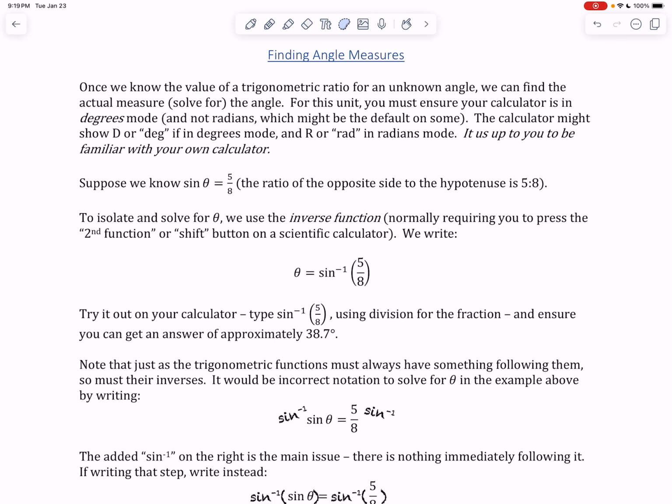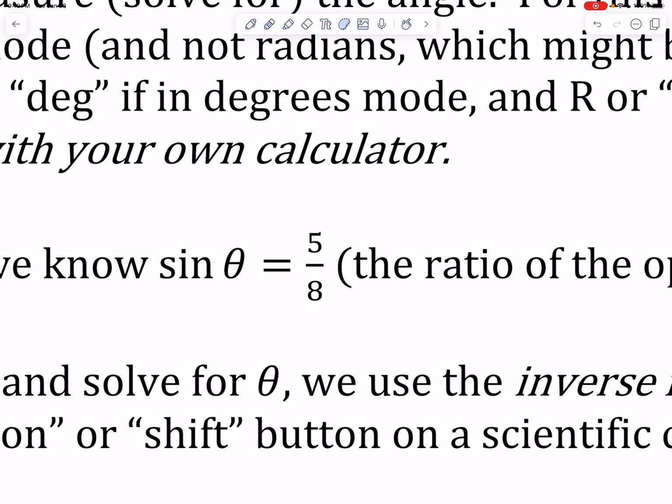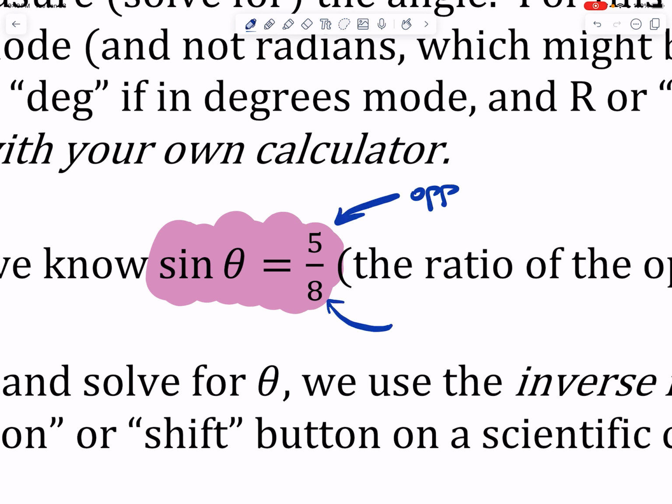When we have something like this statement that says sine theta equals 5/8, we know that this up here must be the opposite. We know this down here must be the hypotenuse, and that's from the old SOHCAHTOA business. So if we draw a right triangle that has some angle in it, the opposite over hypotenuse is 5/8. So what is that particular angle?